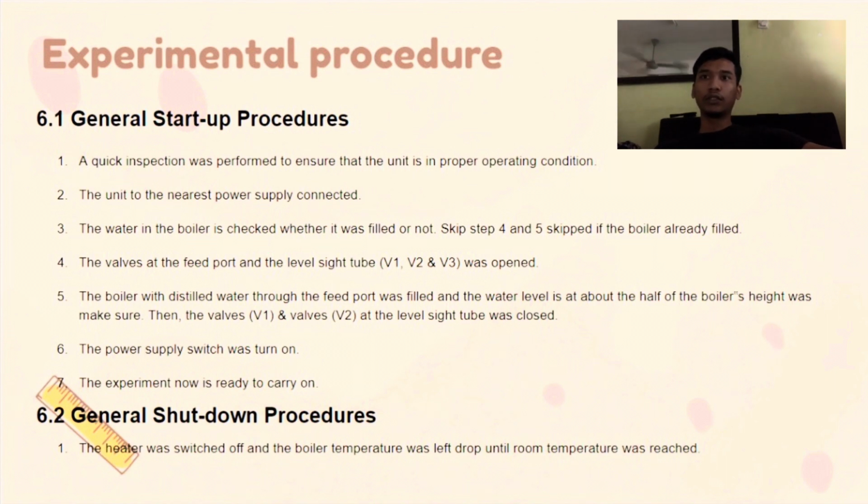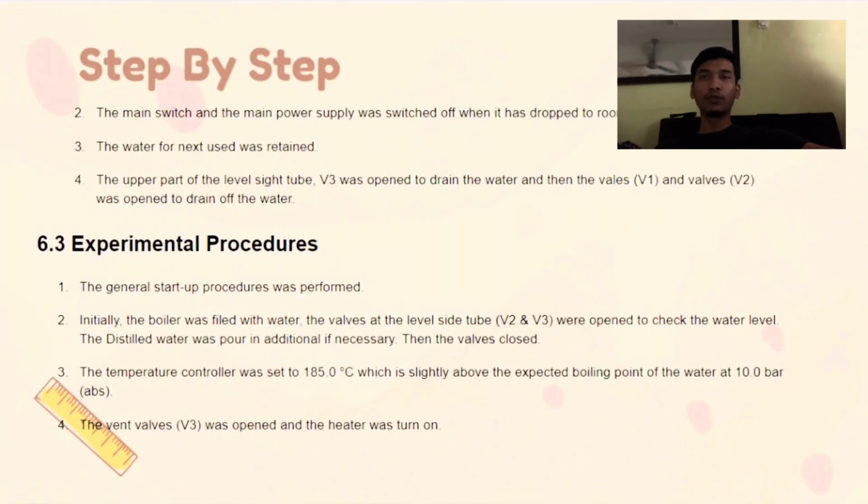So, the general shutdown procedure. The main switch and the main power supply were switched off when the unit had dropped to room temperature. The water was retained for next use. The upper part of the level side tube, V3, was opened to drain the water, and valves V1 and V2 were opened to drain out the water. So we go through the experimental procedure, the real one. Number one, the general startup procedures were performed.